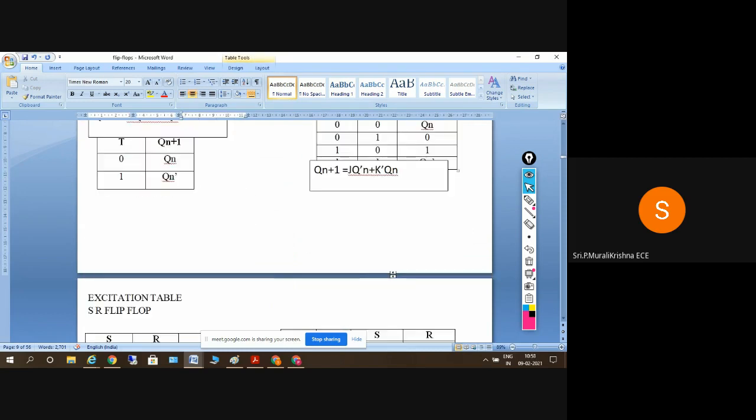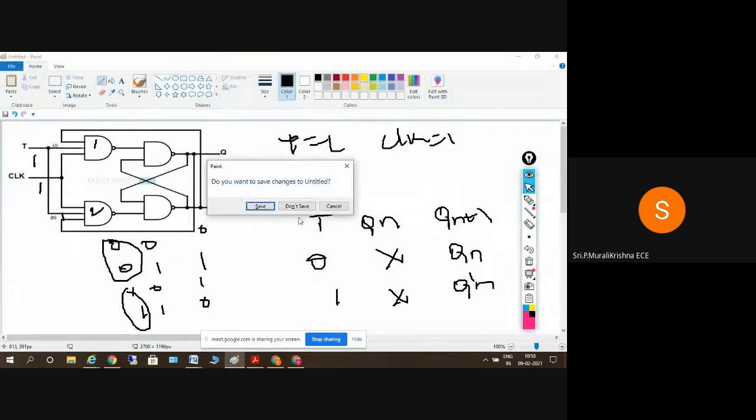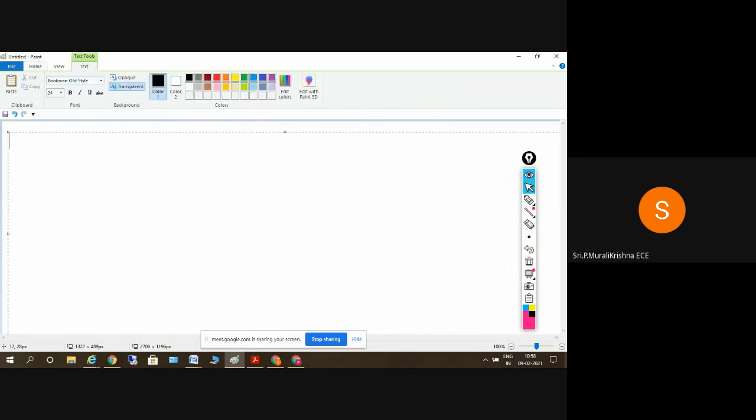Now we'll see the truth tables of each and every one. You have to remember the shorter truth tables. So what is the SR flip-flop truth table? We'll write Q of n plus 1, and the characteristic equation also.